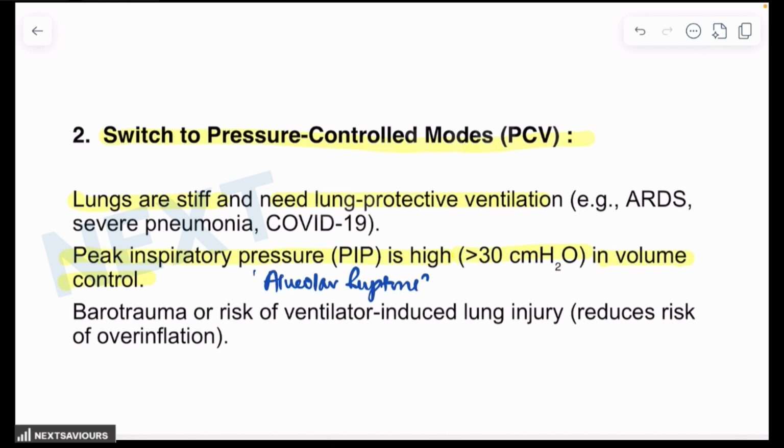And finally, if there is a risk of barotrauma or ventilation induced lung injury, right?